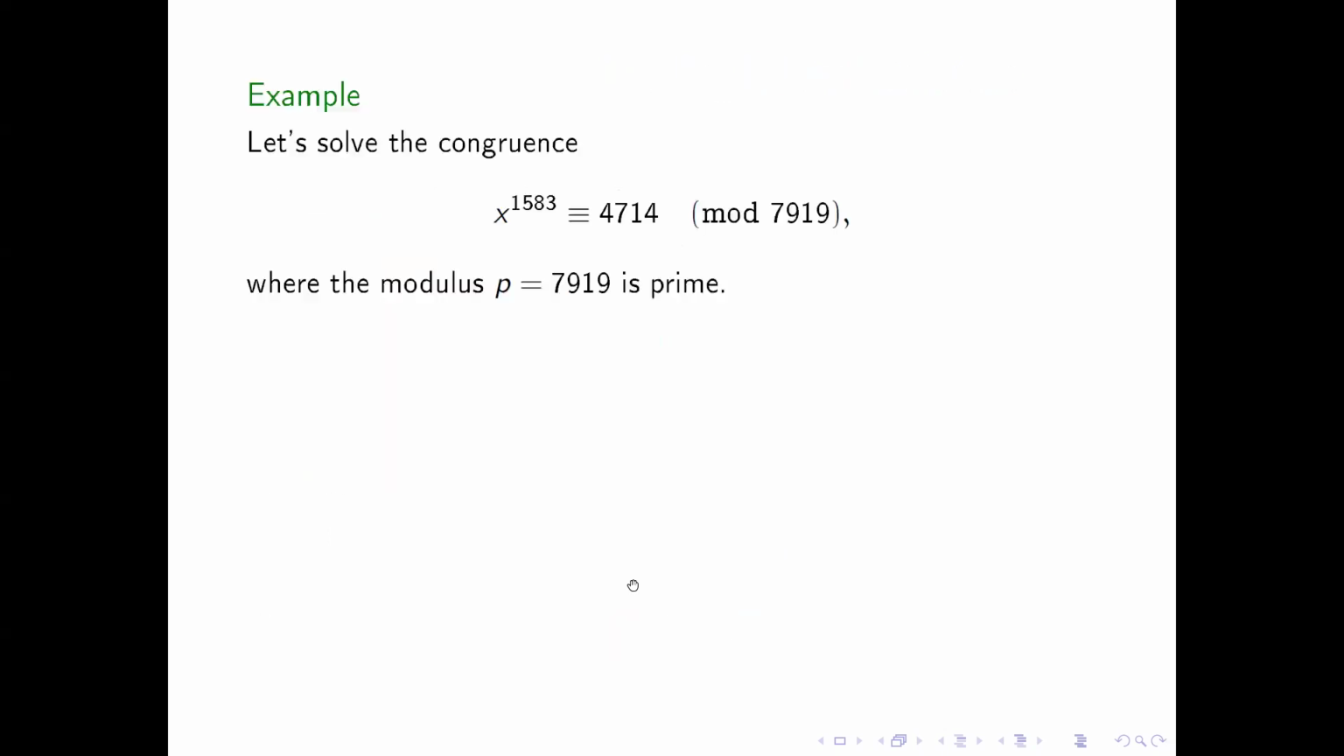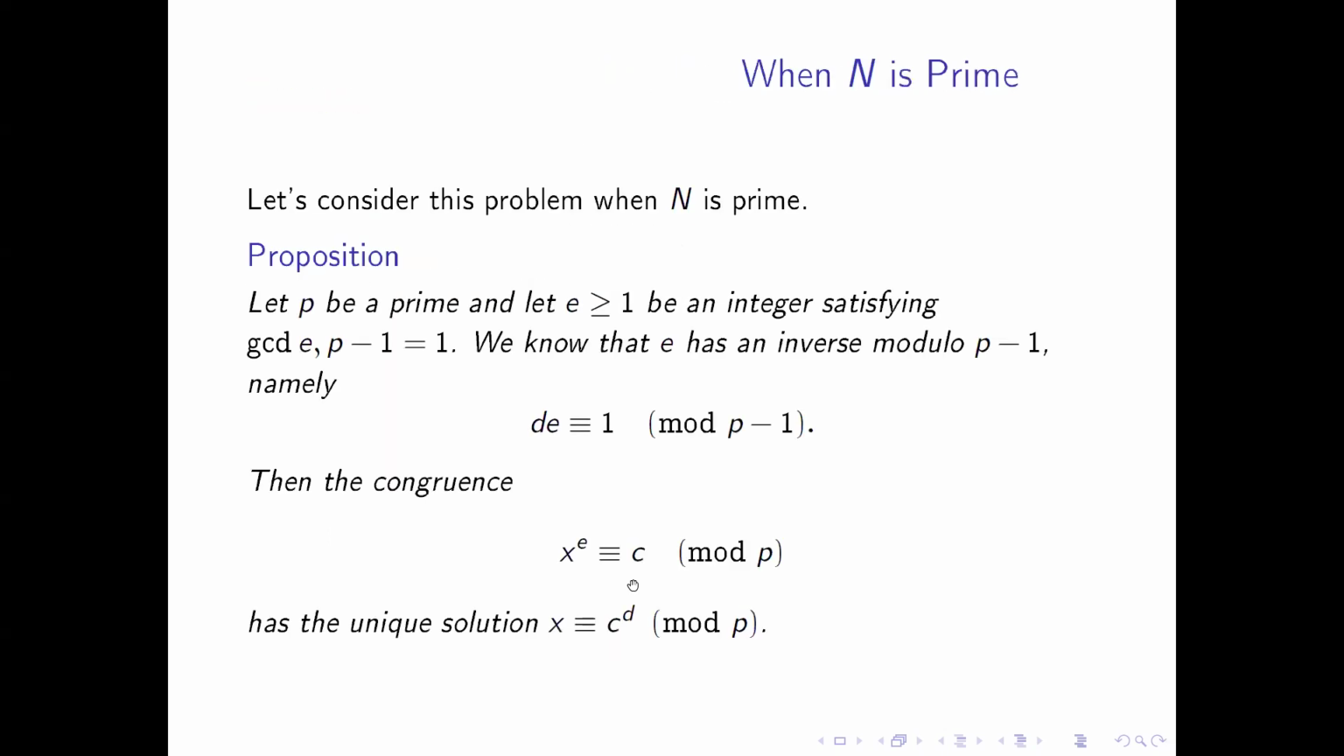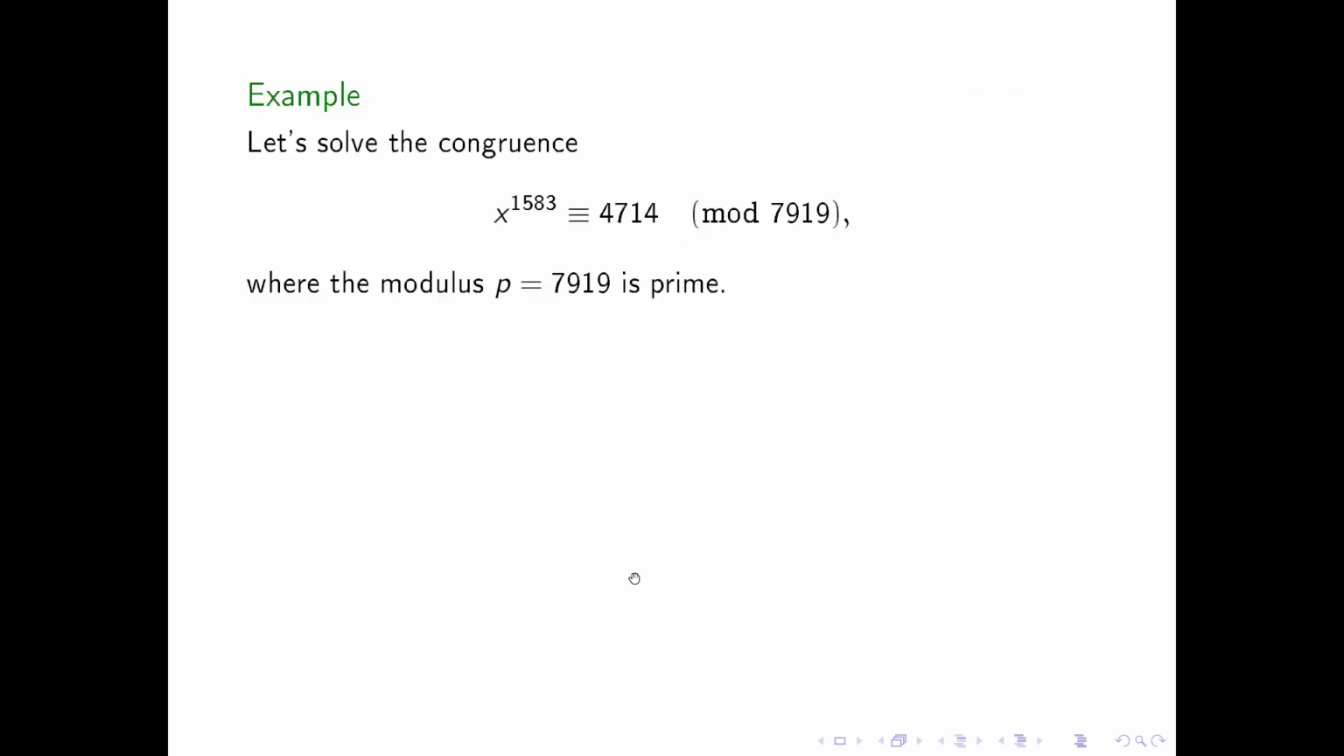There is one really nice part about this, and I'll mention it in a bit. Let's look at a congruence. I'm trying to solve x to the 1583 is congruent to 4714 mod 7919, where I have a mod p, a prime number. For this case, all I need to solve is 1583 times d is congruent to 1 mod 7918. In other words, what's the multiplicative inverse of 1583 mod p minus 1? That's all we're doing.